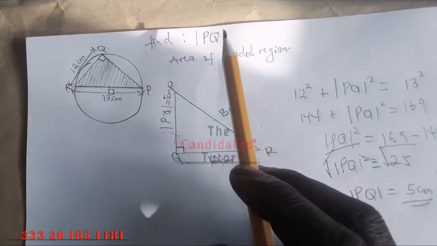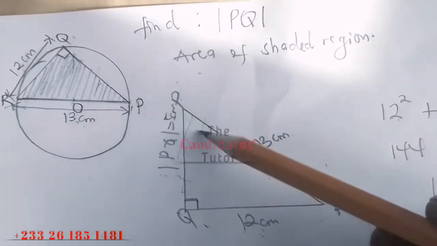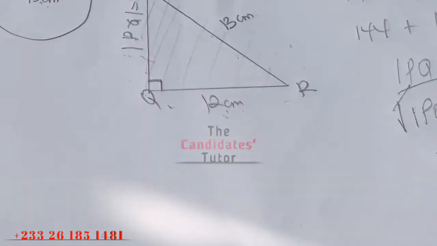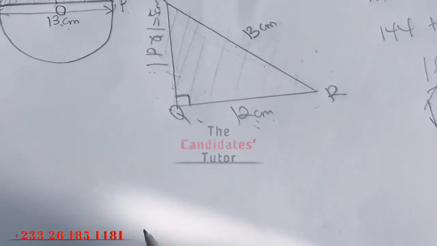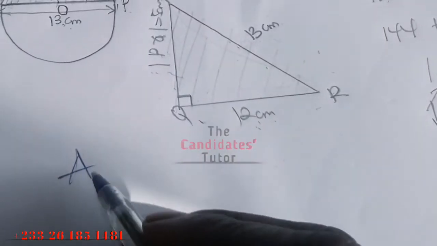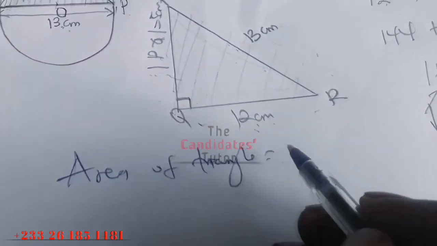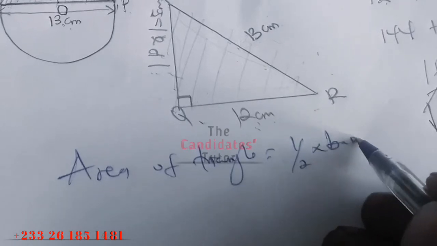Now, the next question said that we should find the area of this shaded region. That's the area of this whole part. Now, what you're just going to do is use the fact that this is a triangle. So the area of a triangle is given by half times the base times the height.